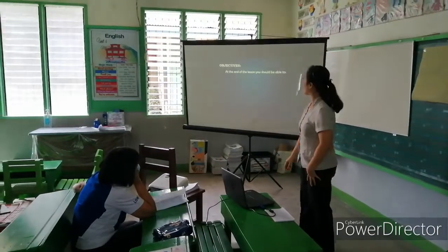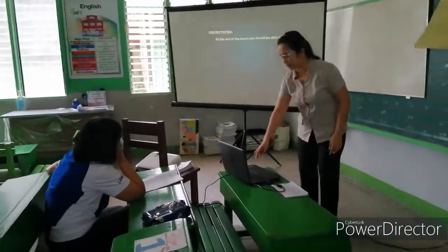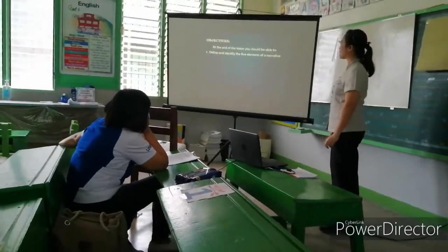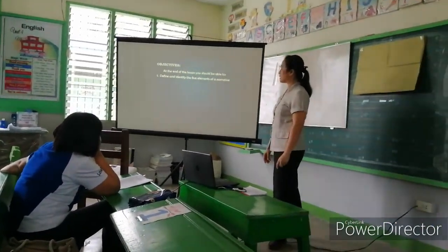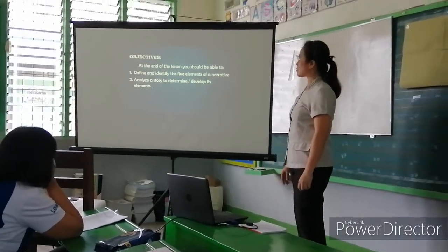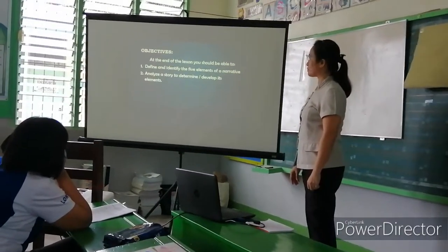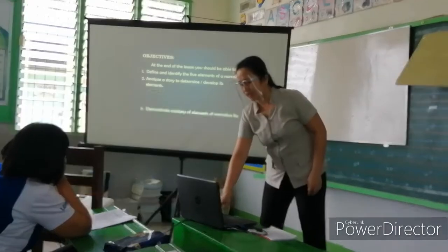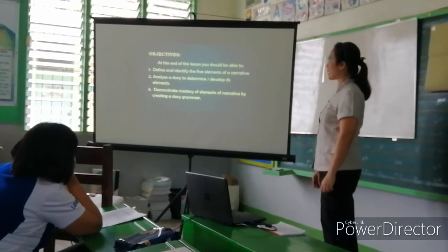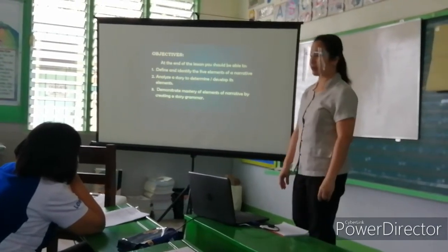Okay, our lesson objectives are: at the end of the lesson, you should be able to, first, define and identify the five elements of narrative. Number two, analyze a story to determine or develop its elements. And number three, demonstrate mastery of elements of narrative by creating a story drama.